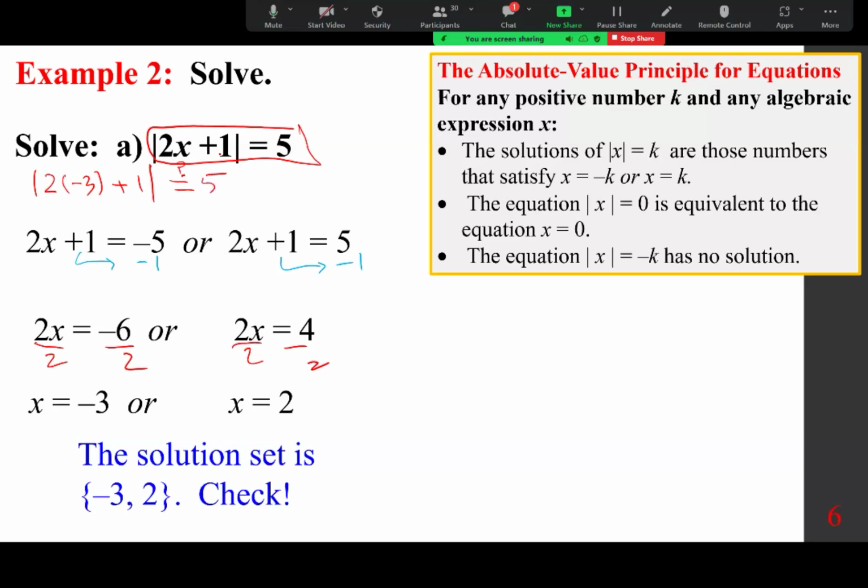That's how I'm checking. As you can see, inside the absolute value this is minus 6 plus 1. Absolute value of minus 5 is equal to 5. Yes. So it checks. And you can easily see if I put 2 here, 2 times 2 is 4 plus 1 is 5. Absolute value of 5 is 5. So you must check.